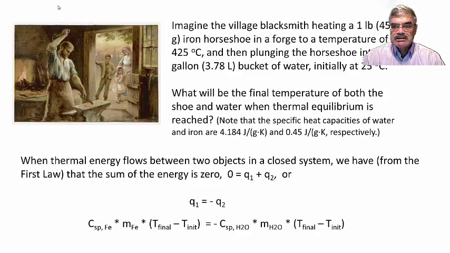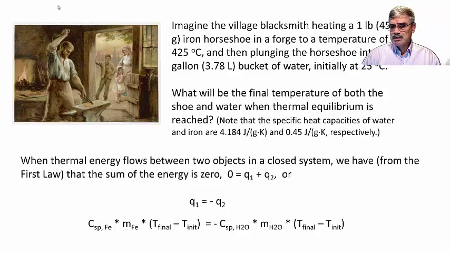Okay, so after the village blacksmith plunges this hot horseshoe into the gallon of water, as we said before, there will be a thermal equilibration. Thermal energy will flow from the hot object to the cold object. And the question is, what will the final temperature be when both have reached the same final equilibrated temperature? We actually have all the tools, all the information already to solve this problem. Note that the specific heat capacity of water is 4.184 joules per gram per degree Kelvin, and the specific heat of iron is 0.45 joules per gram per degree Kelvin.